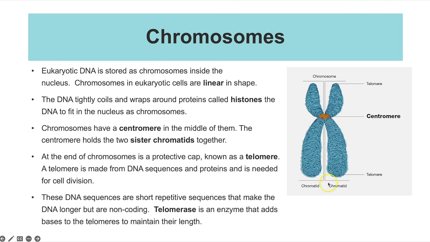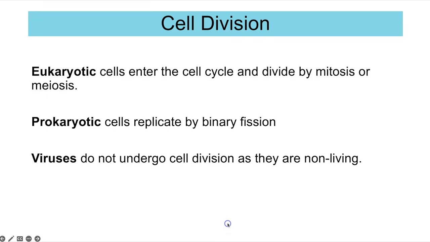At the end of the chromosomes, you have what's known as a telomere, and that's a protective cap. And essentially, it's a DNA sequence and its proteins that are right at the end to protect the DNA during cell division. So it's these repetitive, short sequences that make the DNA longer, but those sections aren't coding. It is just to protect the coding regions of the DNA. And telomerase is an enzyme that adds bases to the telomeres to help maintain their length.